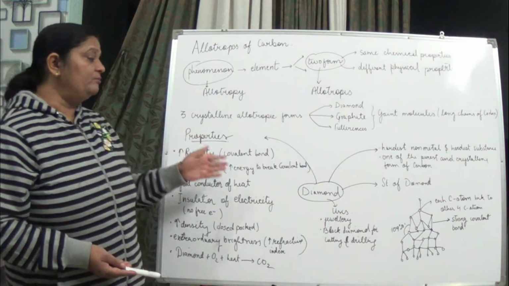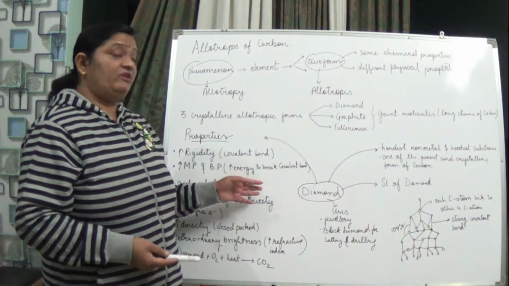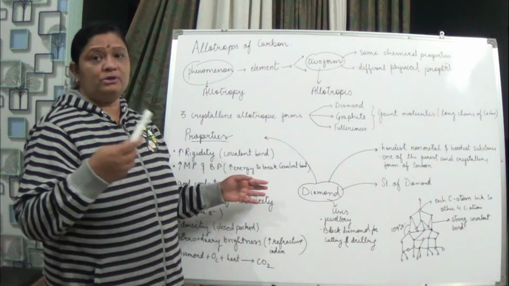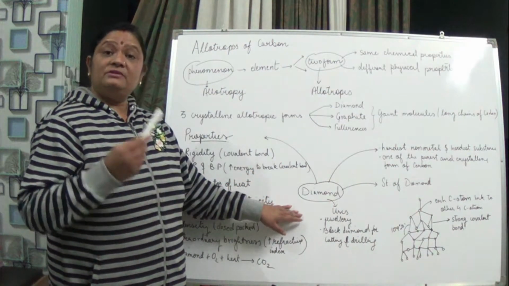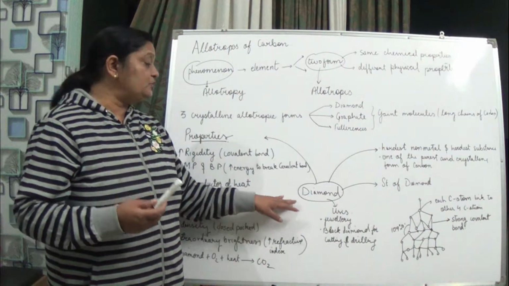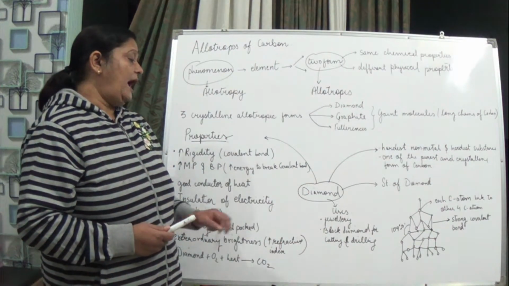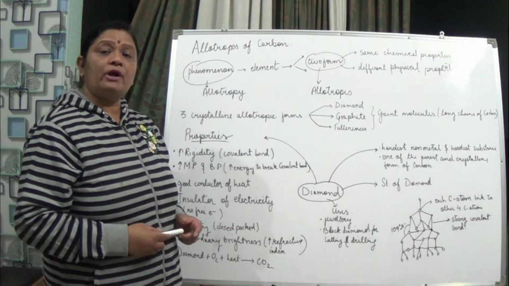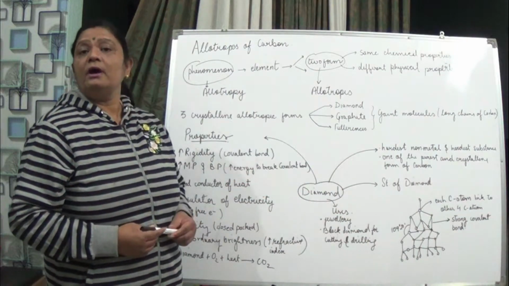How do we measure diamond? We measure it in carats. 1 carat is equal to 200 milligrams. Diamond chips are used to make surgical tools and surgical knives, and black diamond is used for cutting and drilling. So there are a number of uses of diamond.